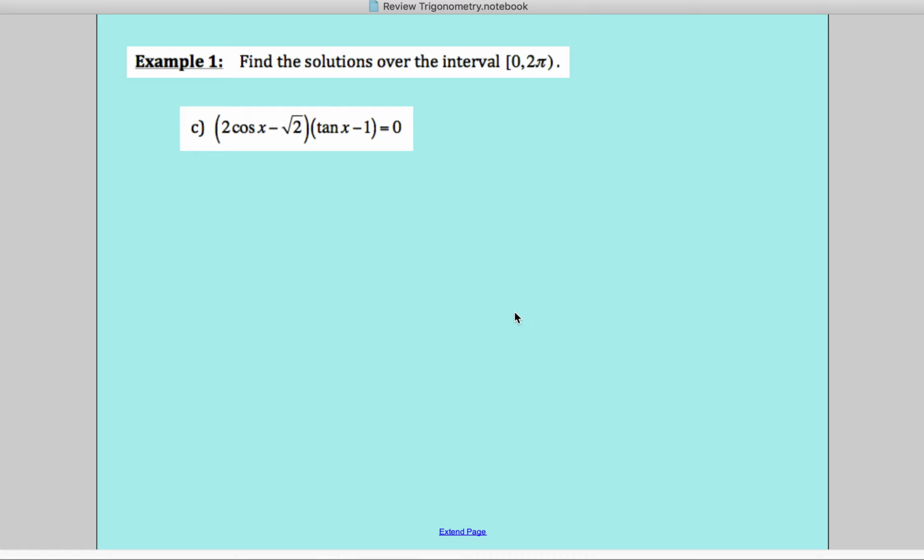Our next example is a factored form trig function. So when you have it in factored form, really what you need to do is just take each part and use the zero product property and set them equal to 0 and solve each one individually. So I have the first one and then I have the second one.